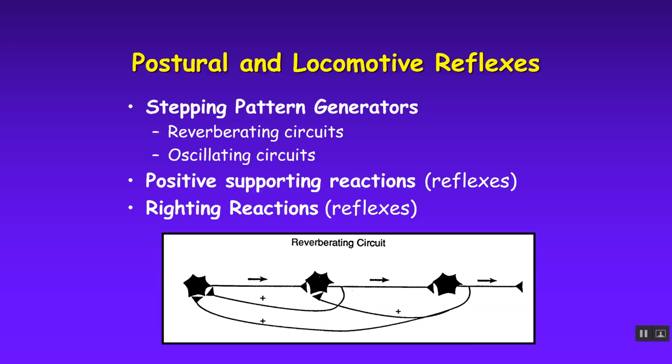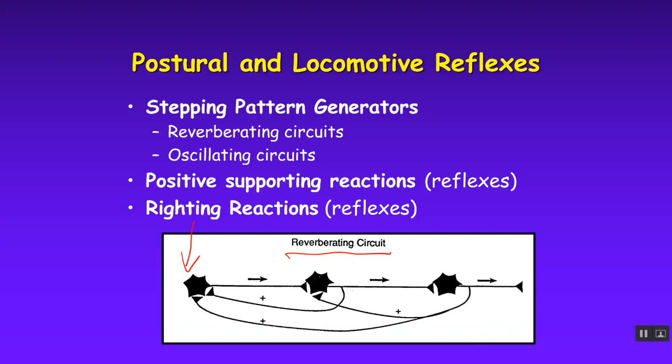Here's an example of a reverberating circuit. First of all, you've got to get it started. So you send a signal down to get it started, and that could initially be your cerebrum and brainstem saying start, and then after that the stretch at the hip reflex and even some proprioceptive information from the foot keep it going, keep getting impulses.